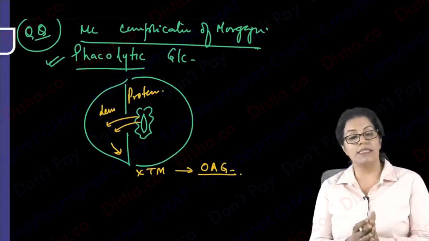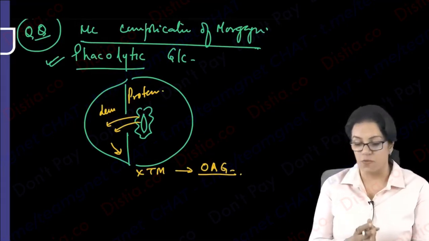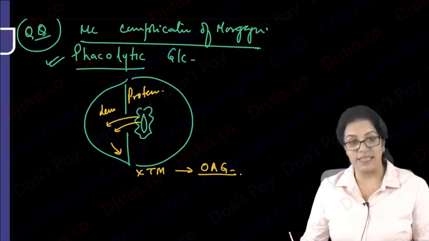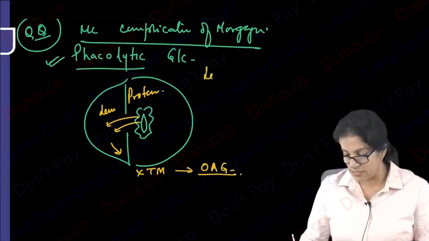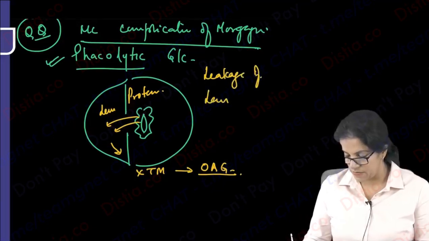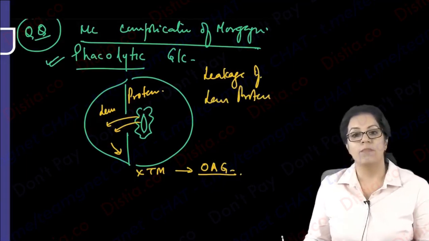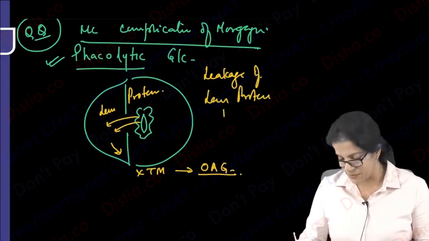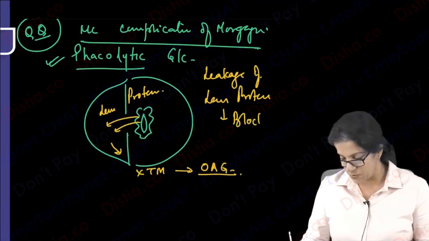Anyway, so this is the reason of phacolytic. So what if you want to write it? Make the diagram and write down. It is leakage of lens protein blocking the trabecular meshwork.